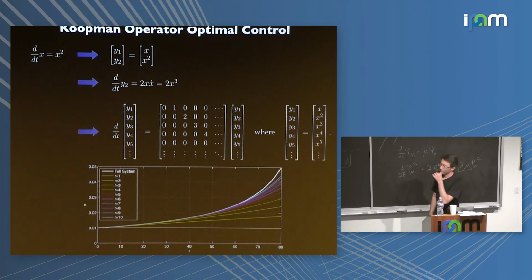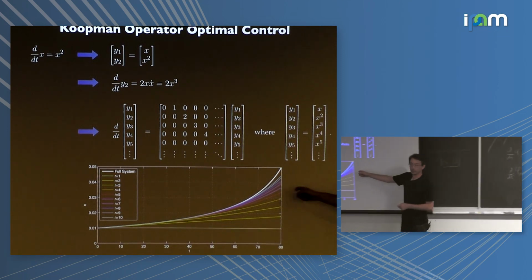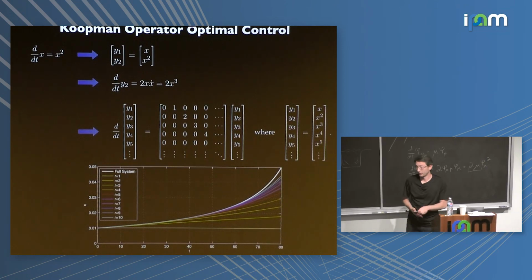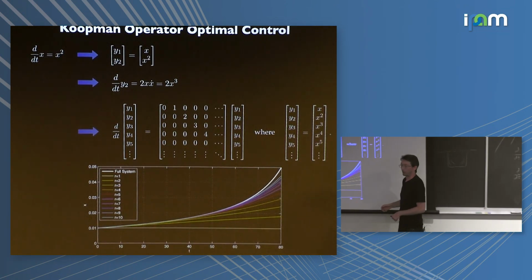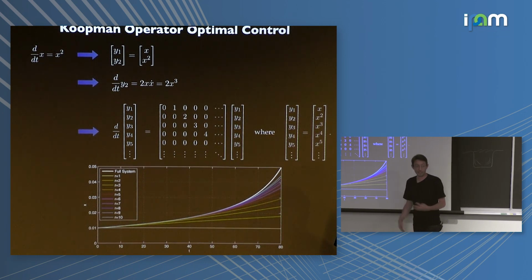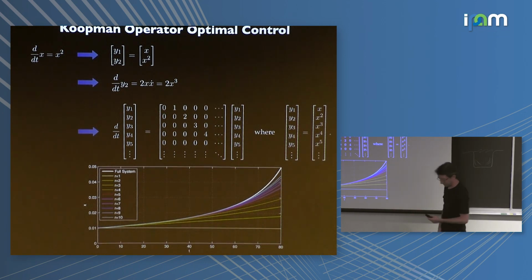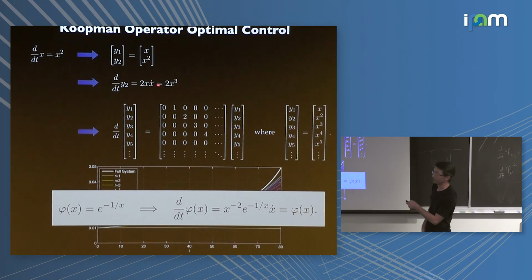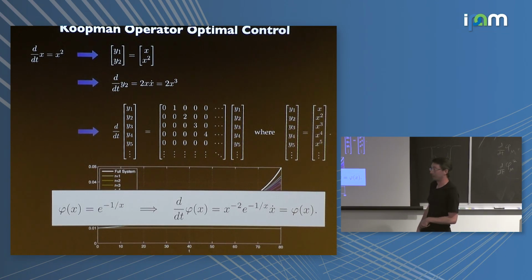OK. So I remember showing this to Clancy Rowley a number of years ago. We were sitting in a lobby in Tallahassee, Florida, early in the morning before our coffee. And I said, hey, what do you make of this? This seems like a problem with DMD and Koopman theory. And so Clancy wrote down on a napkin the eigenfunction for this system. Phi of x equals e to the minus 1 over x.